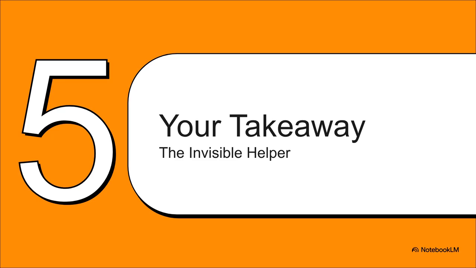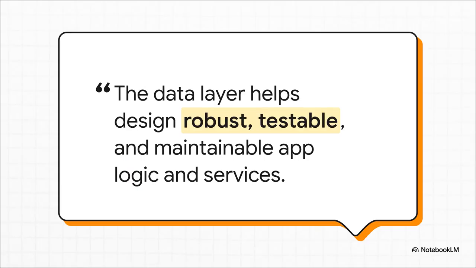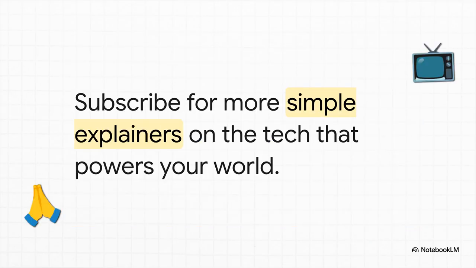So after all that, what's the big takeaway? It really all boils down to one simple, powerful idea. The data layer is that silent, organized professional working hard behind the scenes. It's the reason your apps feel stable, responsive, and just work, whether you're online or not. It's the invisible helper that turns all that potential data chaos into a smooth, reliable experience for you. And that's the Android data layer in a nutshell.